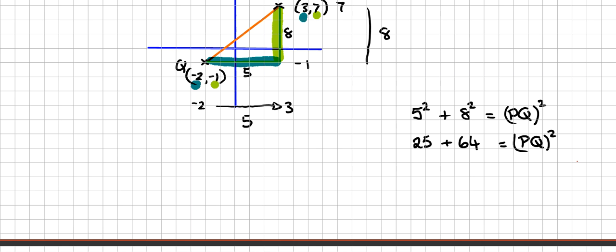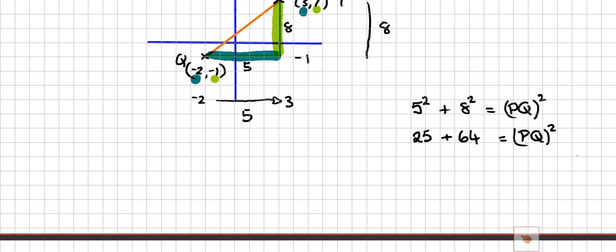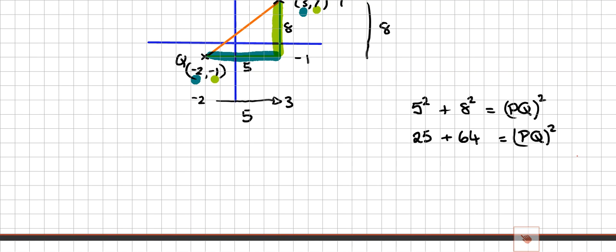So 5 squared plus 8 squared, PQ squared, 25 plus 64. So you now know that PQ will be the square root of 89. 9.43. Then you round that. 9.43.